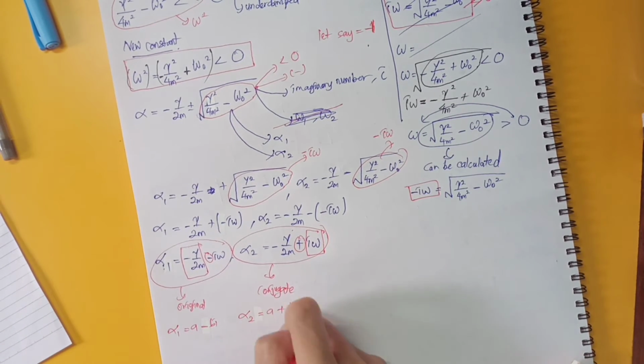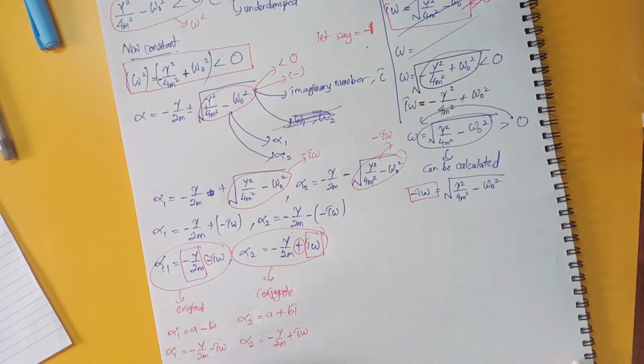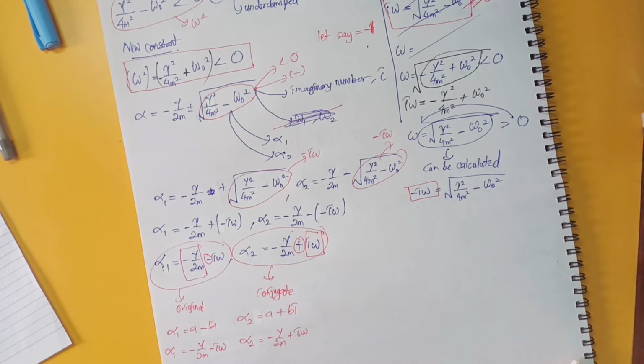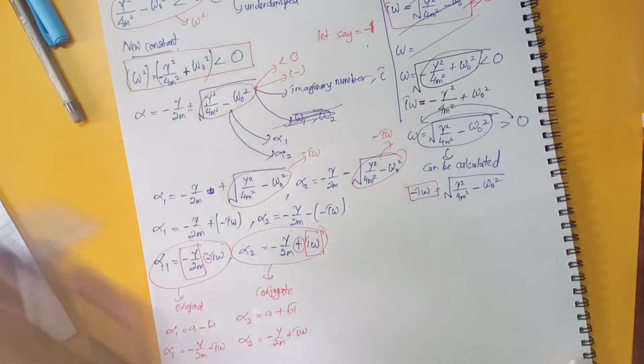and alpha 2 is equal to a plus bi, where alpha 1 is equal to negative gamma over 2m minus i omega, and alpha 2 is equal to negative gamma over 2m plus i omega. So here we know that a is equal to negative gamma over 2m, and b is omega, right? It depends actually. Now let's work on here first.